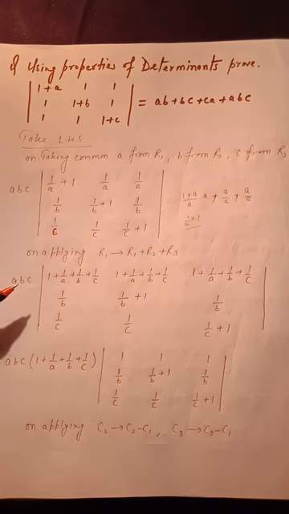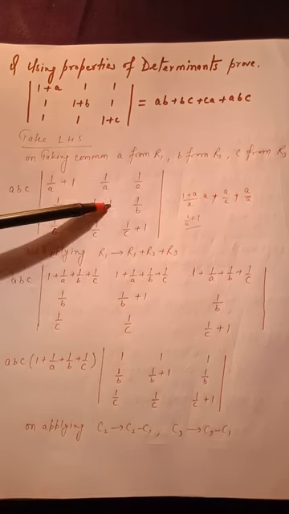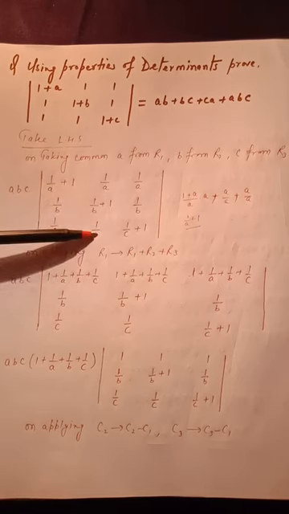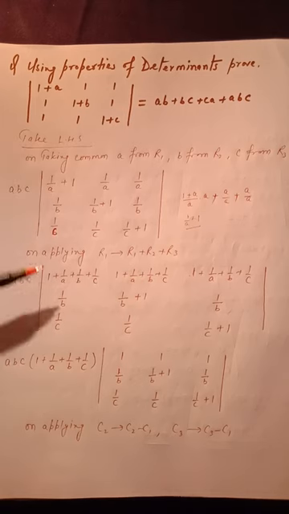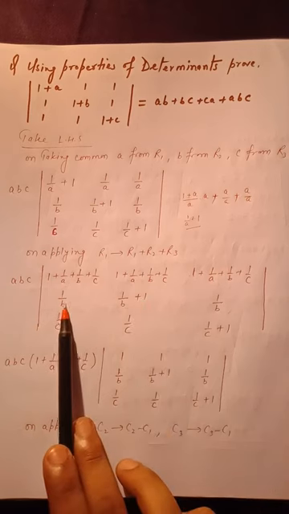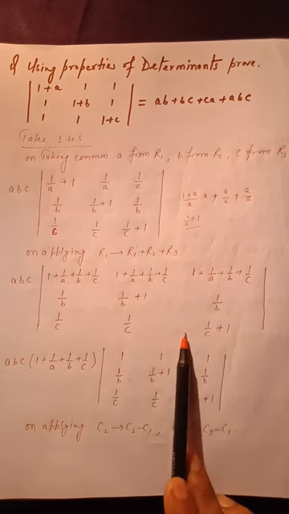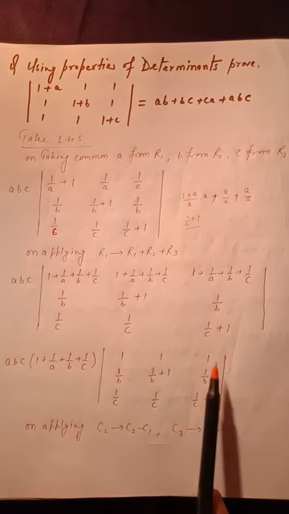Now notice one thing, when we add these numbers, we will get 1 plus 1 by A plus 1 by B plus 1 by C. Similar cases here, 1 plus 1 by A plus 1 by B plus 1 by C. So you apply an operation, R1 equals R1 plus R2 plus R3. So we will get this term everywhere, and row number 2 and row number 3 will be the same. Take it out, so you will get 1, 1, 1.